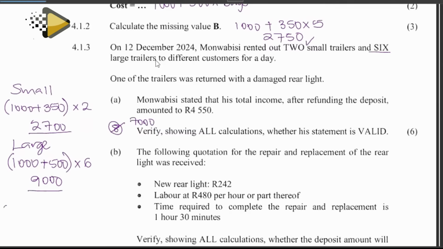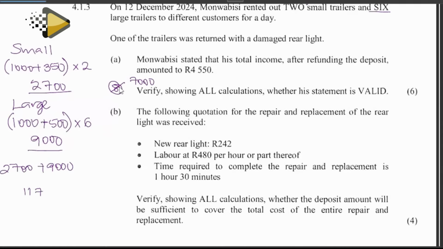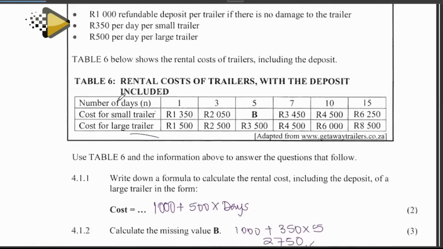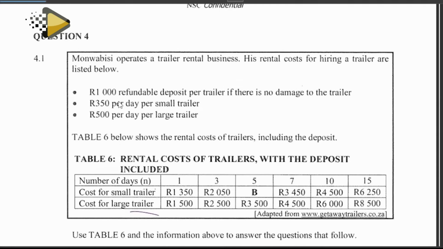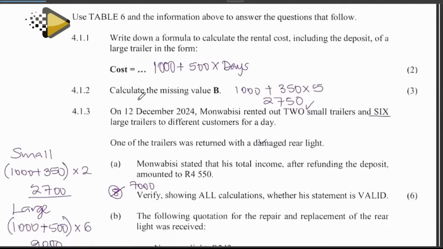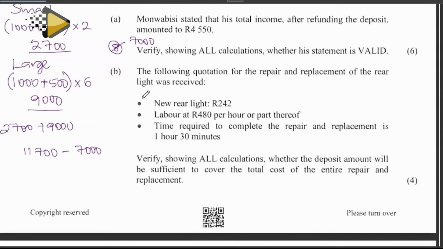Remember, you have to first add the money from the small trailers plus the money from the big trailers. Here you have 11,700, together, including deposit. So 11,700 minus the deposit he had to return. Of the 8 trailers, he had to return the deposit of 7,000. Why? One of the 8 trailers had a damage. And in the scenario they told you, 1,000 rand refundable deposit per trailer if there is no damage to the trailer. Okay, so now subtract 7,000. We end up having 4,700. So is this statement right? It's incorrect.